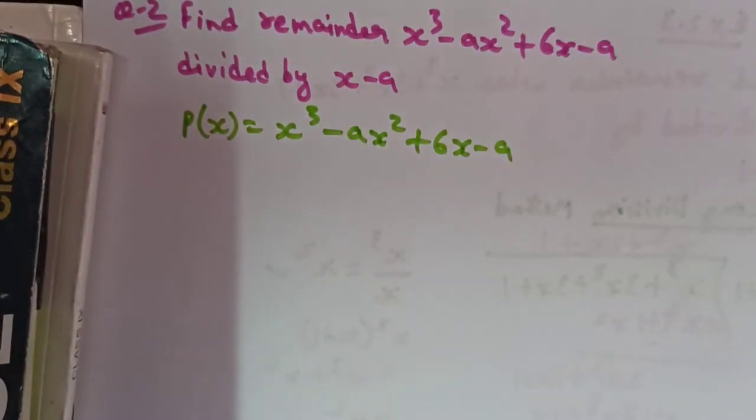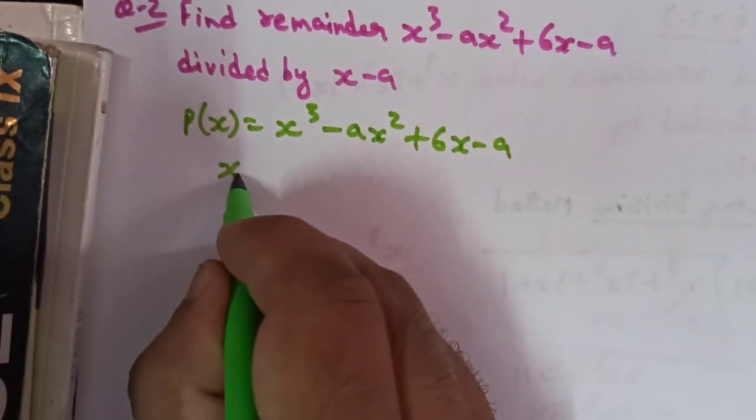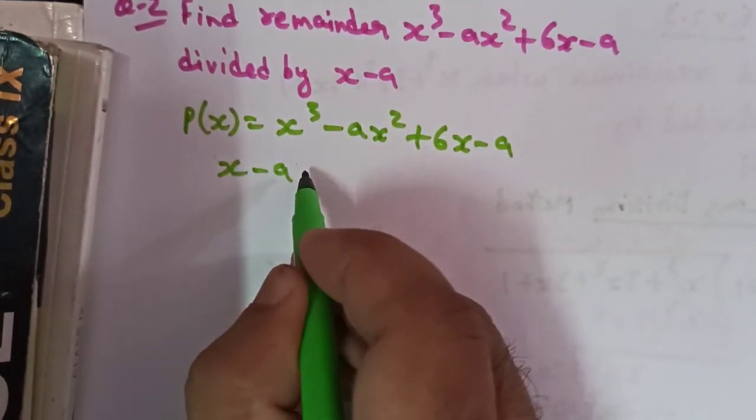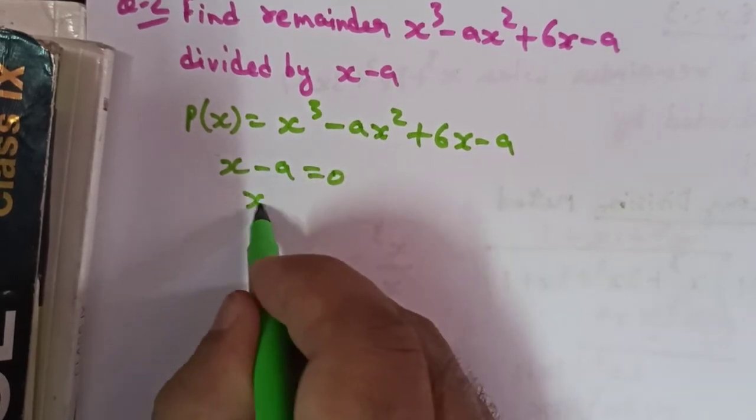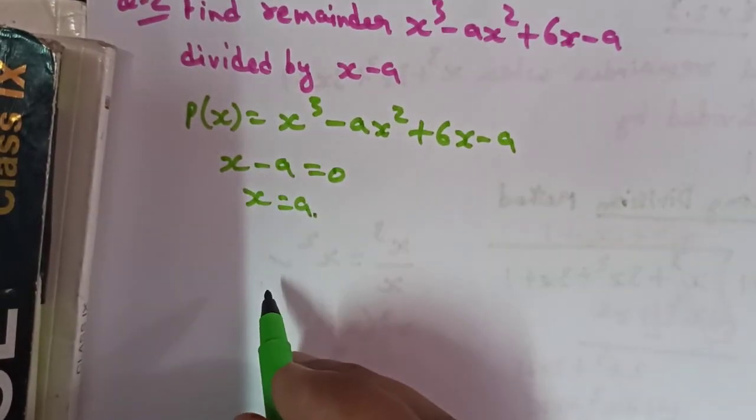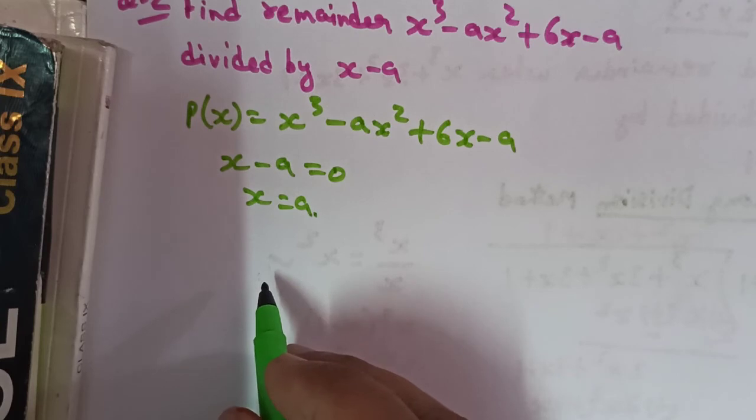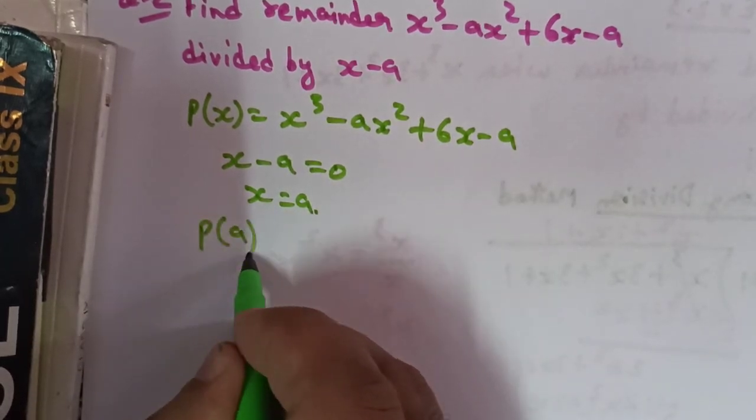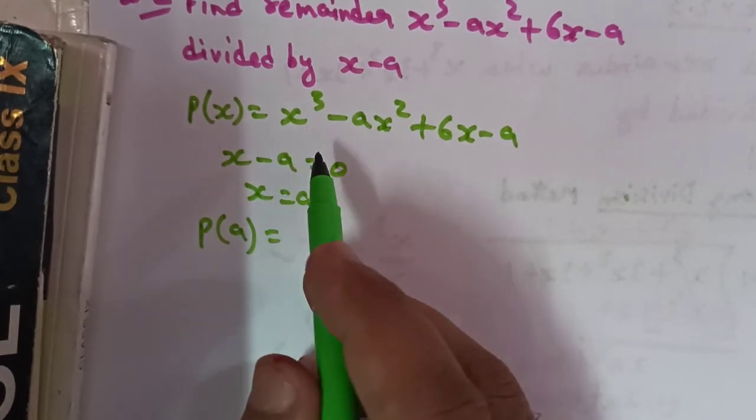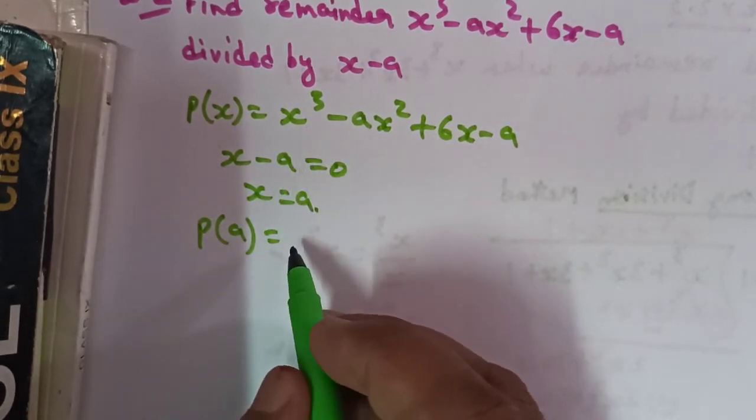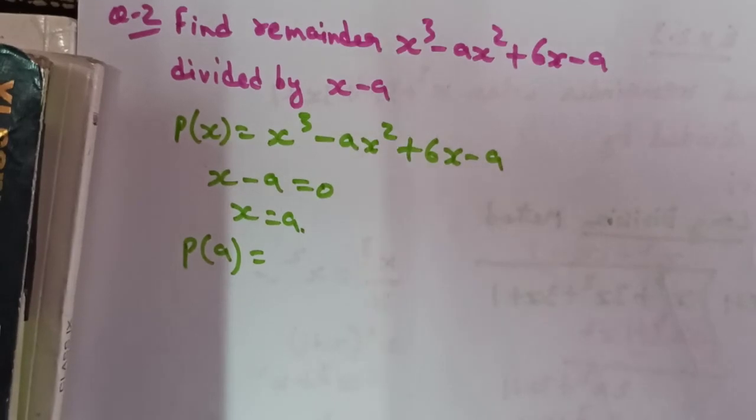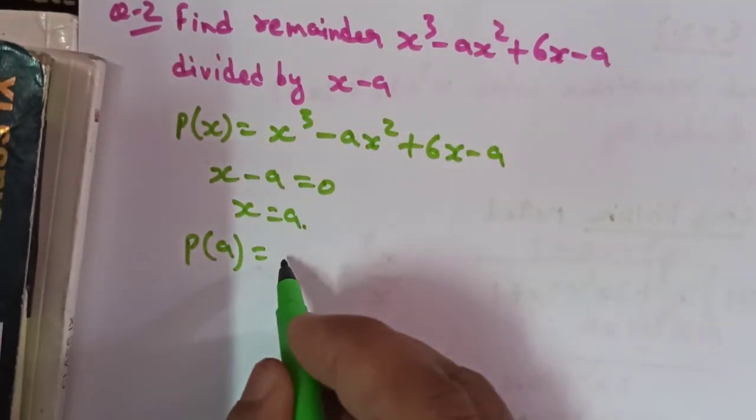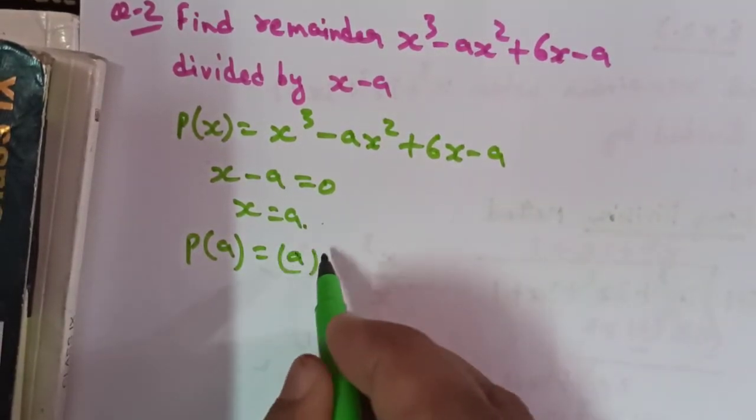So first step, what is that? Yes, very good. We will find out the zero of the divisor polynomial, that is x minus a equals 0, x equals a. So now the remainder will be equal to p(a). So p(a) we will be calculating. In place of x we will be substituting the value of x as a.